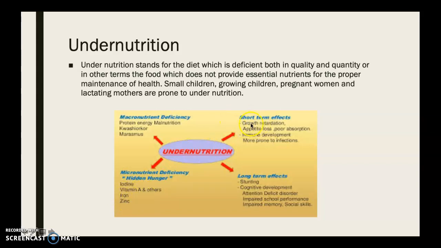Then short-term effects are there because of undernutrition, for example, growth retardation, appetite loss, poor absorption, immune development, more prone to infections. Then long-term effects are there, for example, stunting, cognitive development, attention deficit disorder, impaired school performance, impaired memory and social skills.